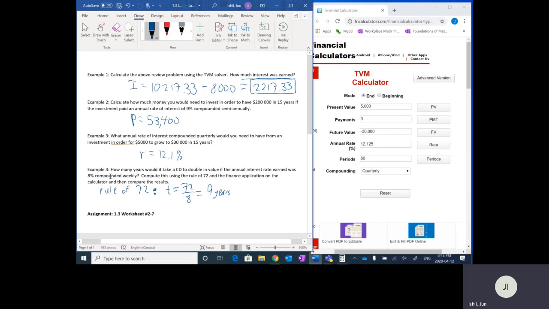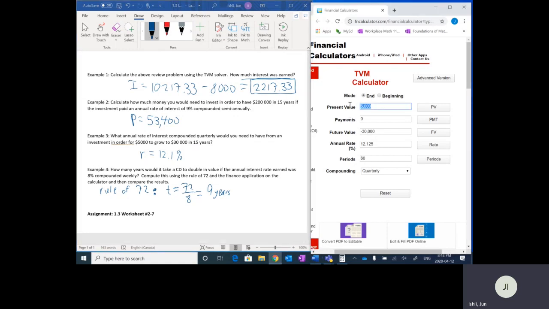Now, since it's an estimation, whether it's compounded weekly, monthly, or annually, it actually doesn't matter. It doesn't affect your estimation. So we're just going to use this as a general rule. It should be close to 9 years. And now we want to use the finance app. We want to use this TVM solver to get the actual value.